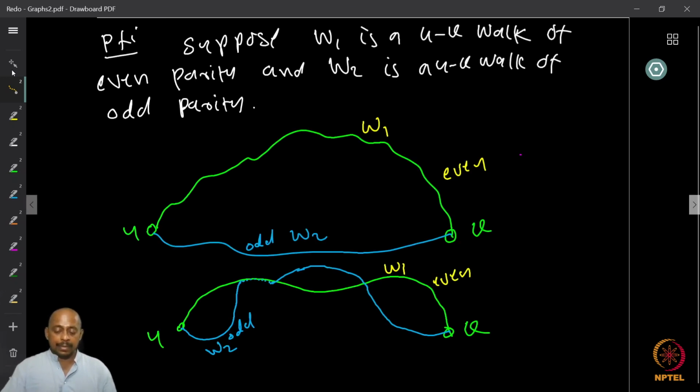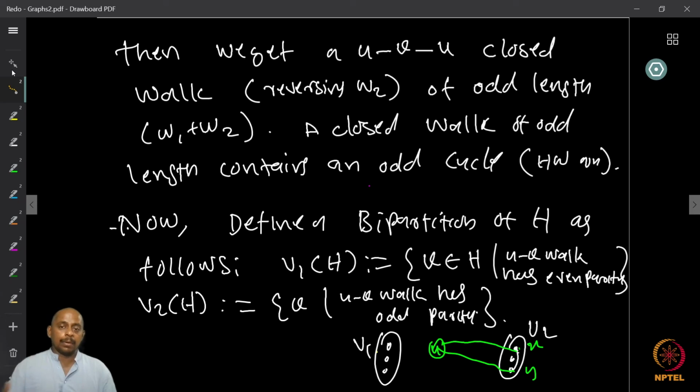So pick out the vertices which have odd walks from U and pick out the other vertices which have even walks from U. Because the graph is connected, the component H is connected. For every vertex other than U, there is a walk from U, of course including U itself. From U to every other vertex there is a walk, either of odd length or even length.